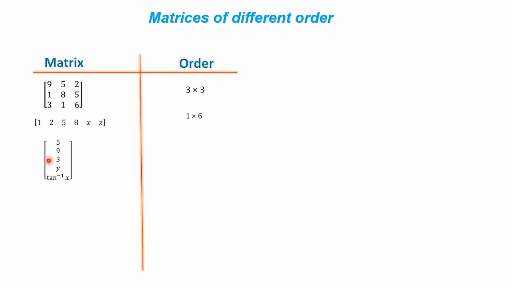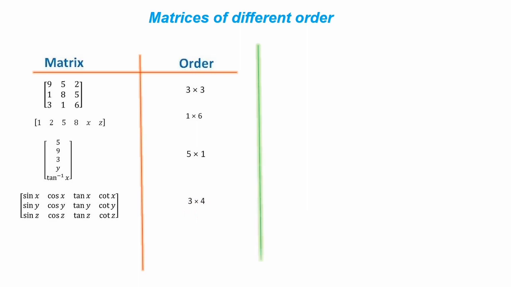1, 2, 3, 4, 5. 5 rows and only 1 column. So the order of the matrix is 5 by 1. Next is sin x, cos x, tan x, cot x. Sin y, cos y, tan y, cot y. Sin z, cos z, tan z, cot z. It is having 1, 2, 3 rows and 1, 2, 3, 4 columns. So 3 by 4 is the order.